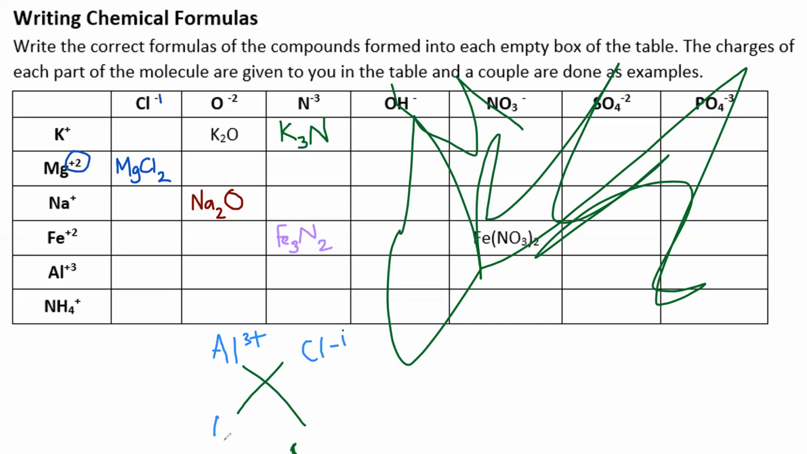Okay, so we go AlCl3. And that would be the formula there. AlCl, that looks like a 1, it should be an L, 3. Okay, all we did was swap the numbers. Forget about the actual sign. It's just the numbers we're concerned with here.